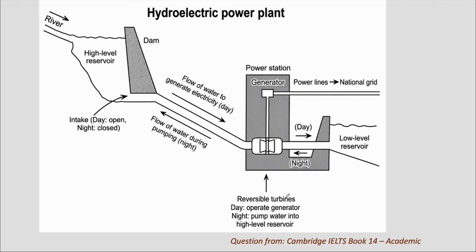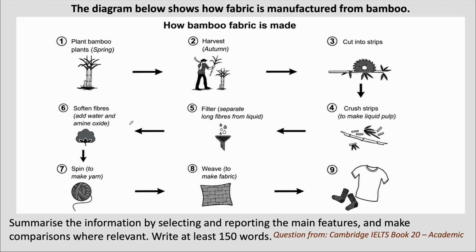This hydroelectric power plant process is even more confusing because in some parts of the process, the arrows are going in both directions. So, what happens during the day is the exact opposite of what happens during the night. So, again, we need to think before we start writing about how we are going to describe this process. There is no such confusion in the process that we are working on. It's a very straightforward process.